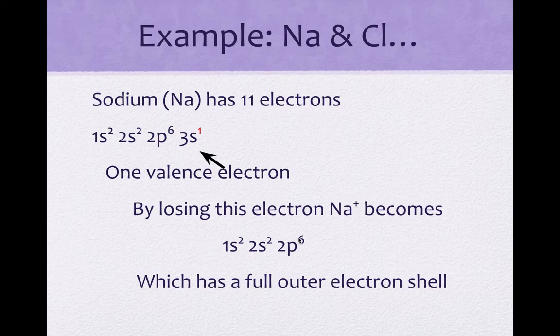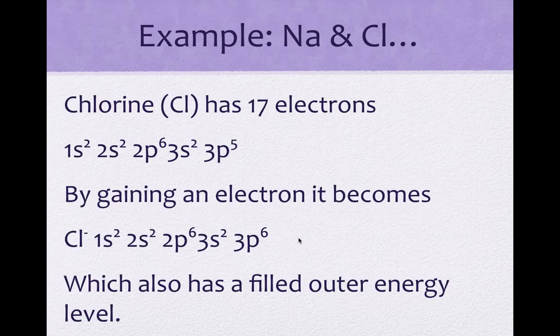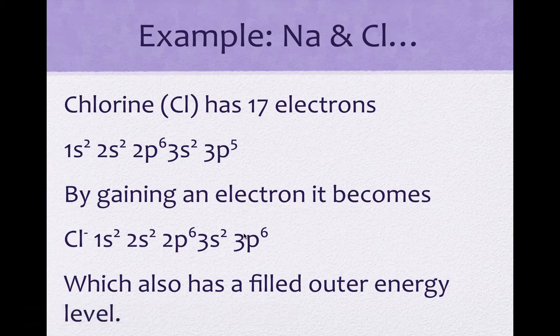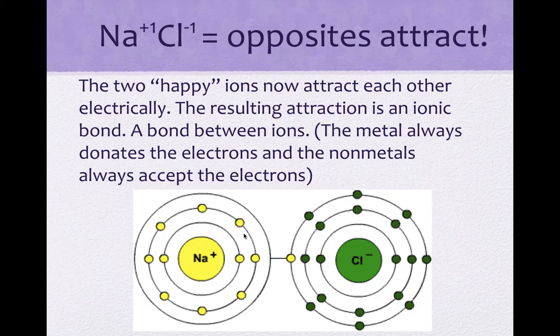So if sodium loses one electron, chlorine can gain one electron. Chlorine has 17 electrons. If we look at the highest energy level, it is 3. 2 plus 5 is 7. It only needs one more in order to be happy. So when it takes that one from sodium, it now is 3p6, and it now has a filled energy level. It is now happy. The two happy ions now attract each other electrically.